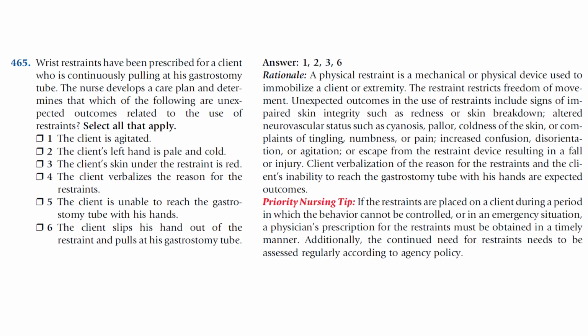Rationale: A physical restraint is a mechanical or physical device used to immobilize a client or extremity. The restraint restricts freedom of movement. Unexpected outcomes in the use of restraints include signs of impaired skin integrity such as redness or skin breakdown, altered neurovascular status such as cyanosis, pallor, coldness of the skin, or complaints of tingling, numbness, or pain, increased confusion, disorientation, or agitation, or escape from the restraint device resulting in a fall or injury.